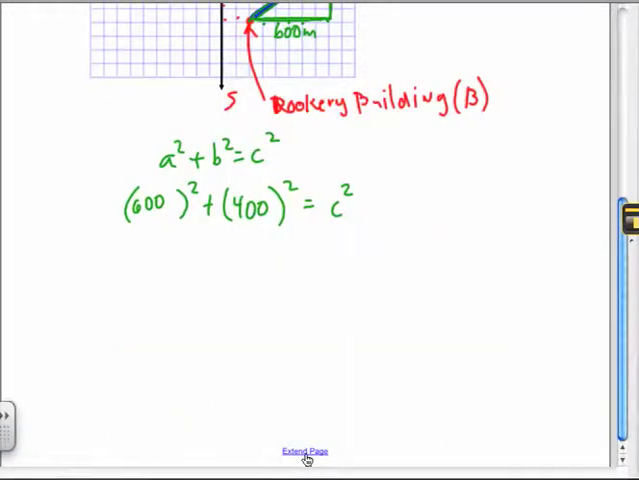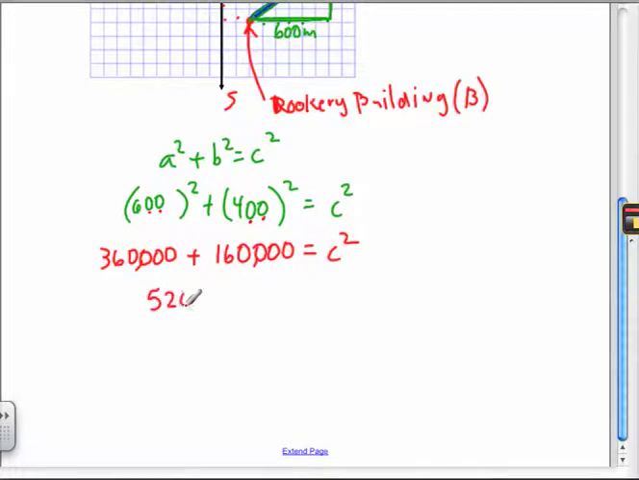And 600 times 600, let's see, that's 36 with 4 zeros, right, instead of 2. 1, 2, 3, 4. All right, so 360,000 plus 400 times 400 is 16 with 2 zeros from this one and 2 zeros from the next one. So that's 160,000 is equal to C squared. Now when I add these two together, I'm going to get 520,000 is equal to C squared.